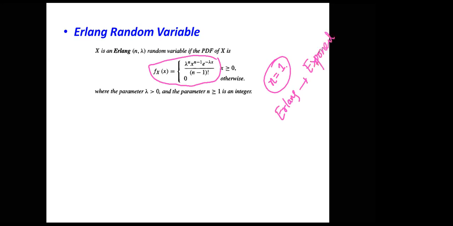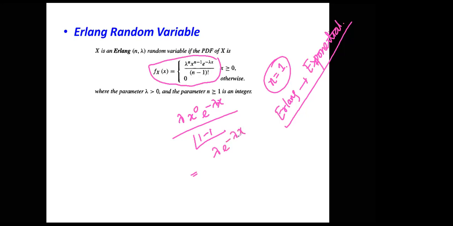Then the next one is the Erlang random variable. Remember one thing: in the Erlang random variable, this is actually similar to the exponential random variable. Look at this n. If you put the n value equal to 1, then you will see that the Erlang becomes the exponential. Okay, this Erlang becomes the exponential. So you can check: lambda to the power 1, x to the power 1 minus 1 is 0, e to the power minus lambda x divided by factorial 1 minus 1. That means equal to lambda e to the power minus lambda x, and factorial 0 means 1.